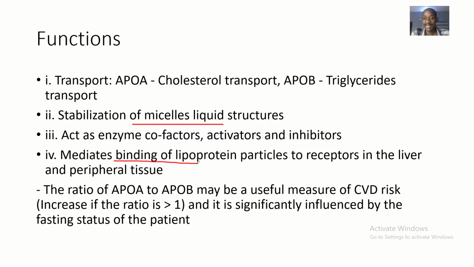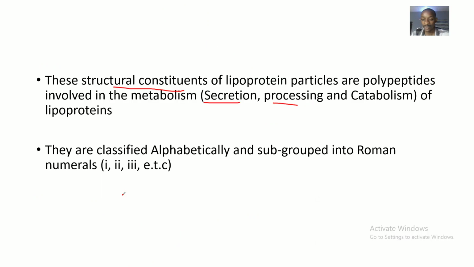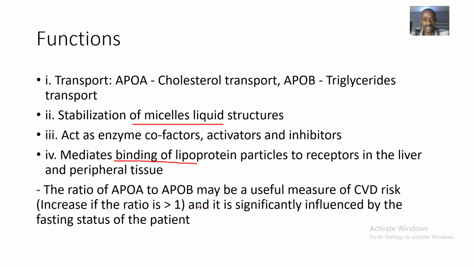They also mediate the binding of lipoprotein particles to receptors in the liver and peripheral tissue. Now the ratio of apolipoprotein A to apolipoprotein B may be a useful measurement of cardiovascular risk. If the ratio is more than one, that means apolipoprotein A is more than apolipoprotein B, which is not supposed to be. Looking at this image, ideally apolipoprotein B is in excess, more than the other apolipoproteins that we have. This ratio is useful for measuring cardiovascular risk, and it is significantly influenced by the fasting status of the patient.